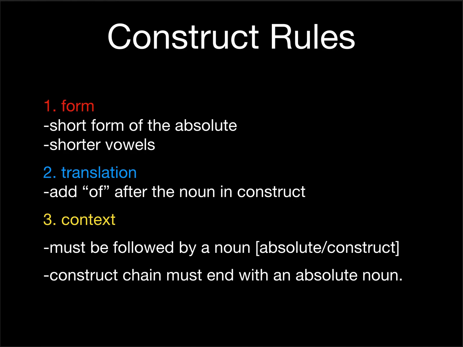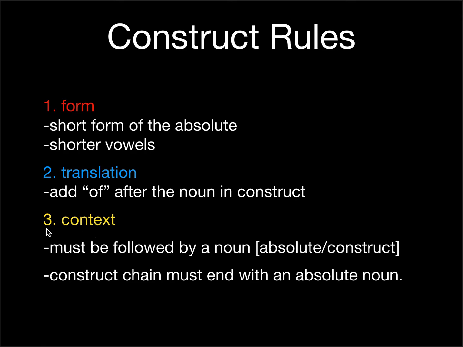Construct chains can be short, just a noun in construct followed by a noun in absolute, or can be longer: a noun in construct followed by another noun in construct, followed by another noun in construct, and finally concluded with a noun in absolute. Therefore, a construct chain that is longer must always end with a noun in absolute. In other words, because we have this rule where a noun in construct must be followed by another noun, in order to end that, we have to have a noun in absolute at the end somewhere.